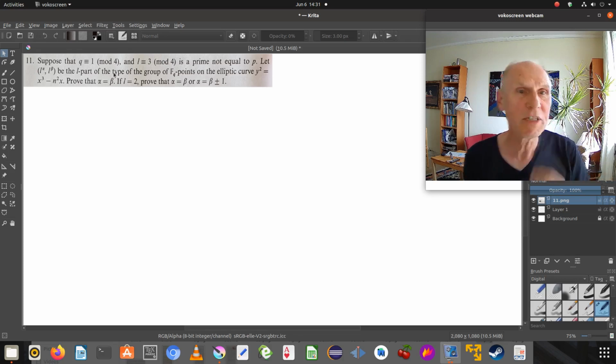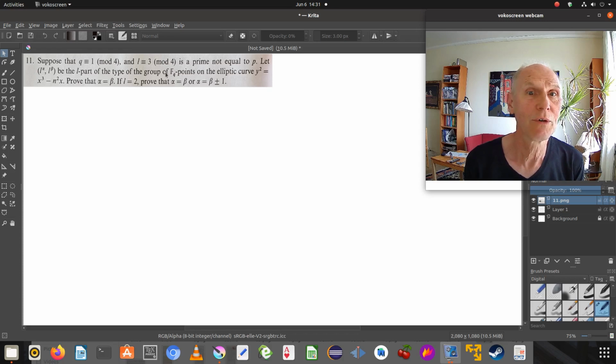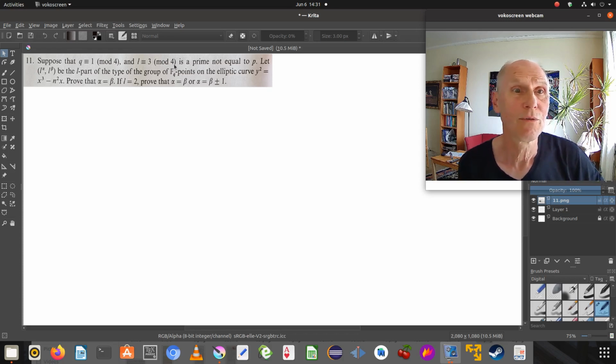Oh, I misread this the first time I read it. I thought I had to prove that A was B plus minus 1, and I really couldn't see that happening. But we have to prove that if L is equal to 3 modulo 4 and not equal to p, so it's understood that q is a power of p, then they are equal.